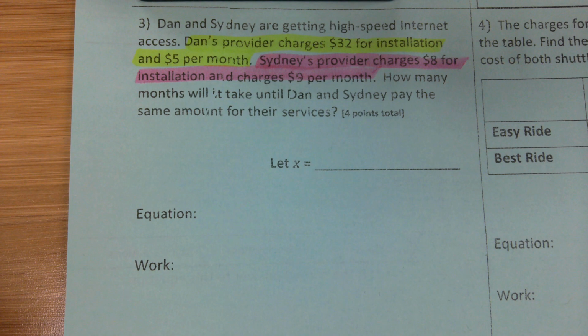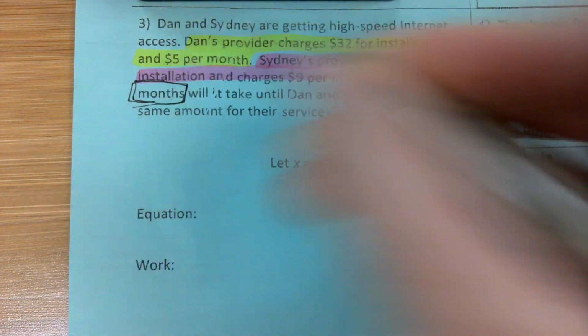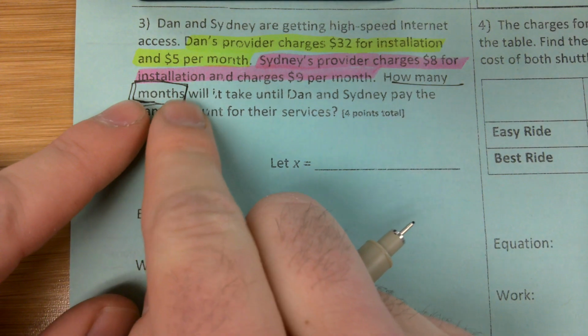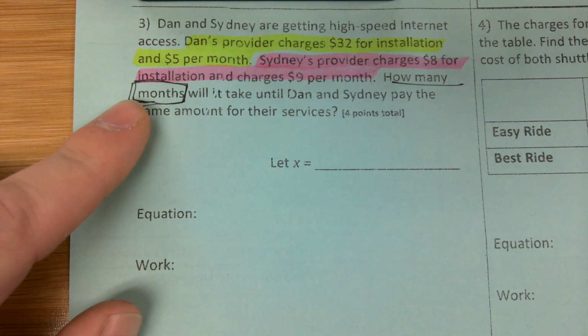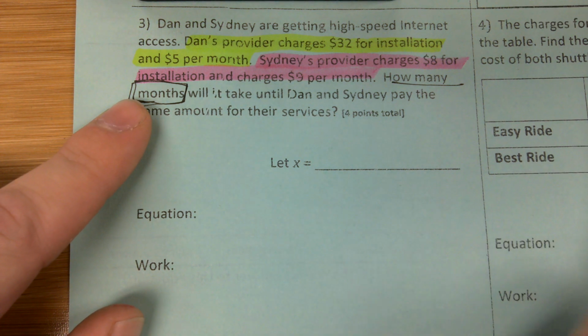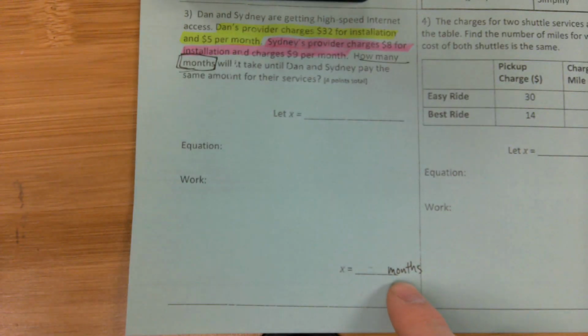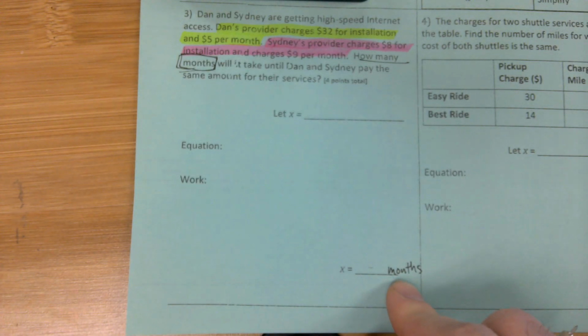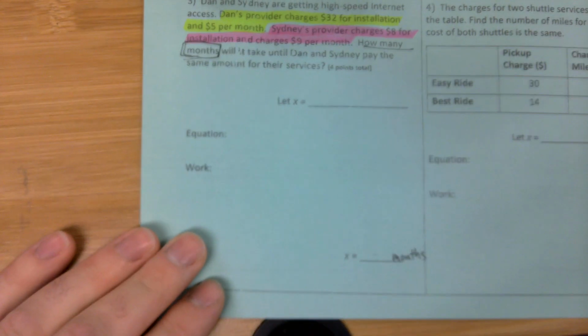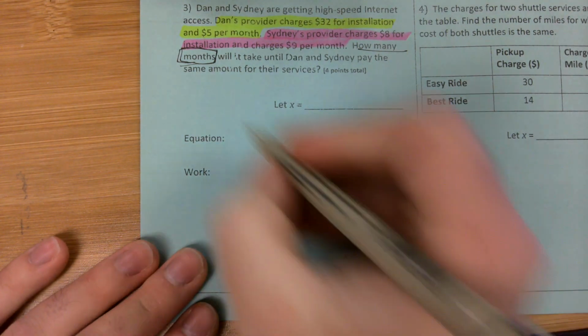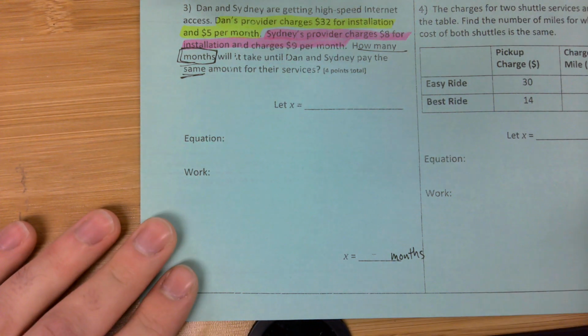How many months? I'm going to box that up. This tells us right away our answer is going to be blank months. Okay? So down here for our answer, I'm going to go ahead and write in months right away, just so I don't forget that I need to have units on my answer. How many months until they pay the same amount? Again, same amount. That's always what we're doing with these problems.